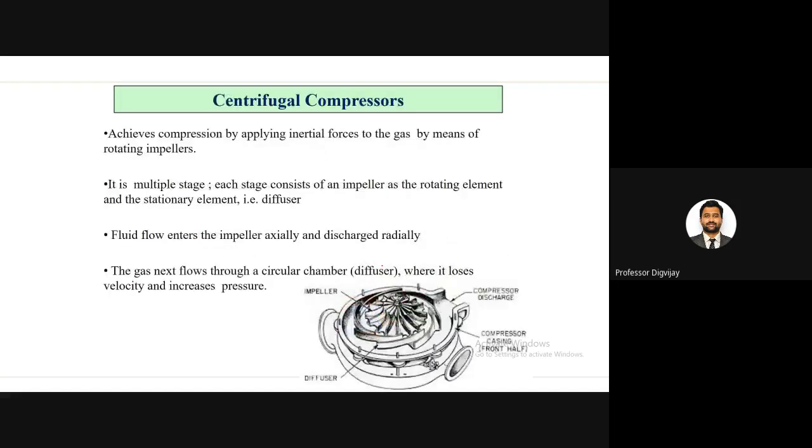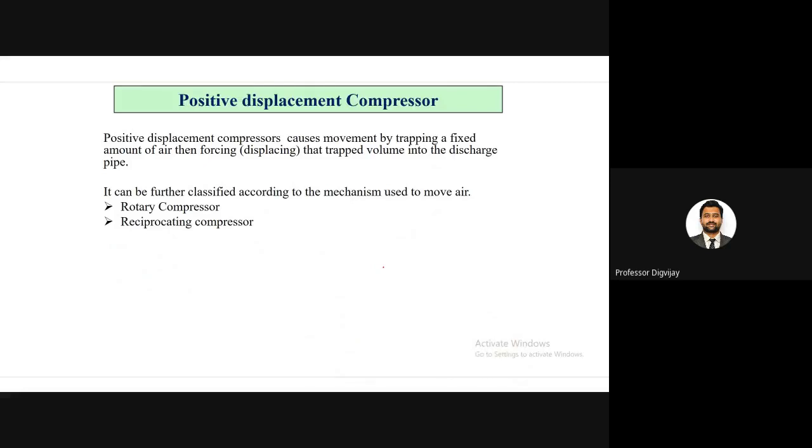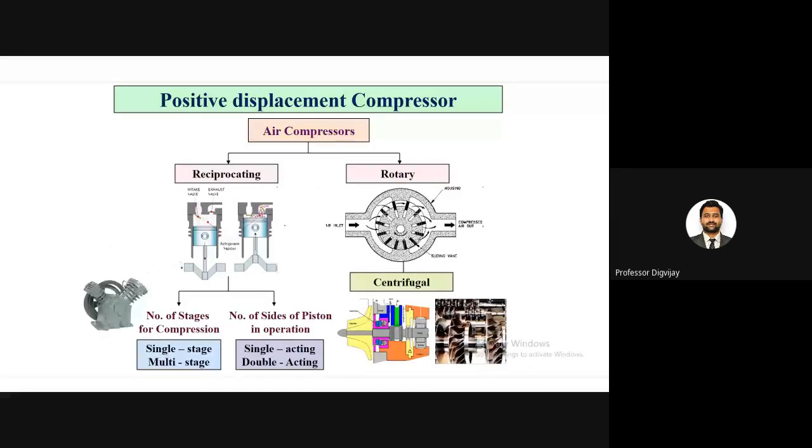Then we have seen the types of dynamic compressor. The first one is centrifugal and the second is axial flow. Then we have seen positive displacement type compressors, with two broad classifications: the first was reciprocating and the second was rotary. As you can see from the constructional details, you can see the difference. In reciprocating, the motion is reciprocating from bottom dead center to top dead center. In rotary, the wheel is continuously moving, and because of the difference in cross-section area, the air is being compressed.